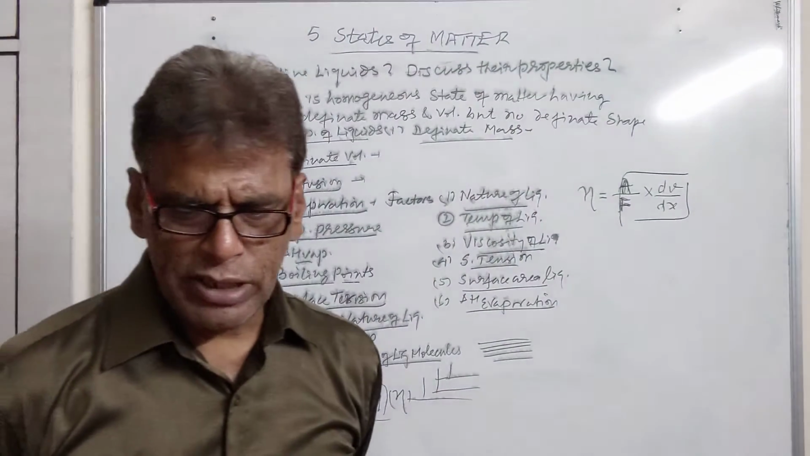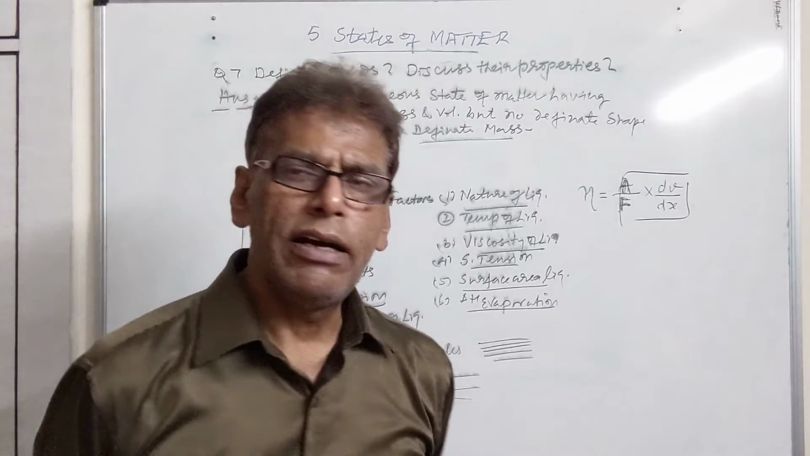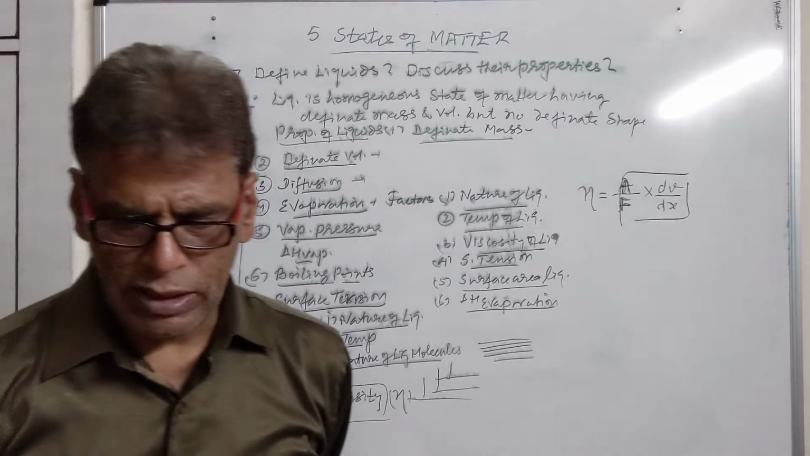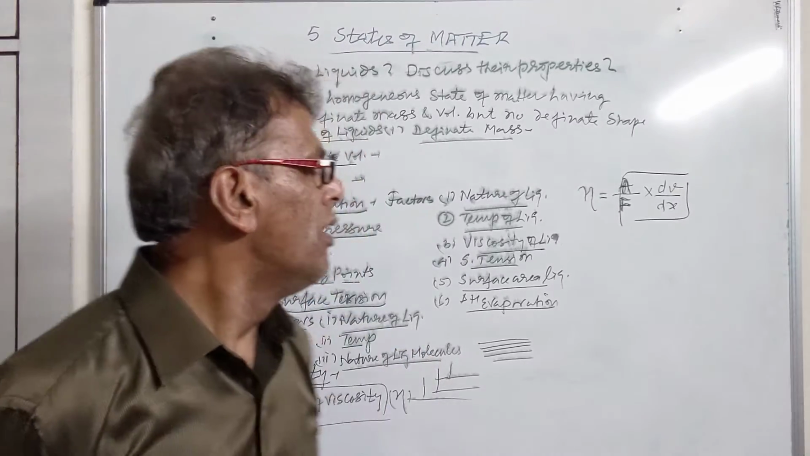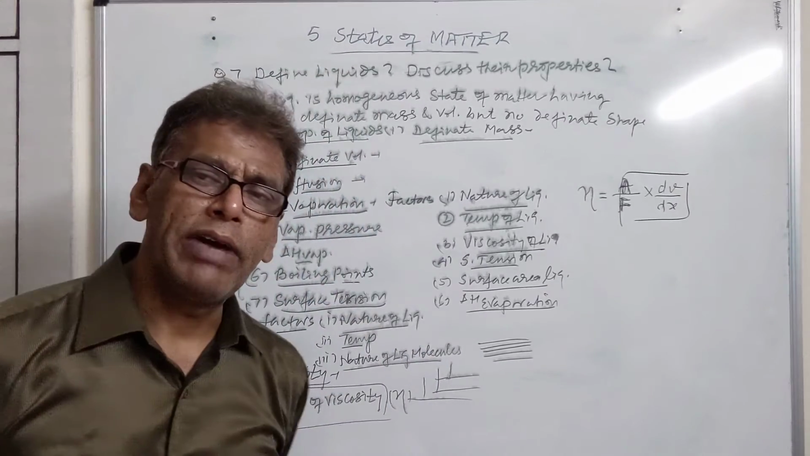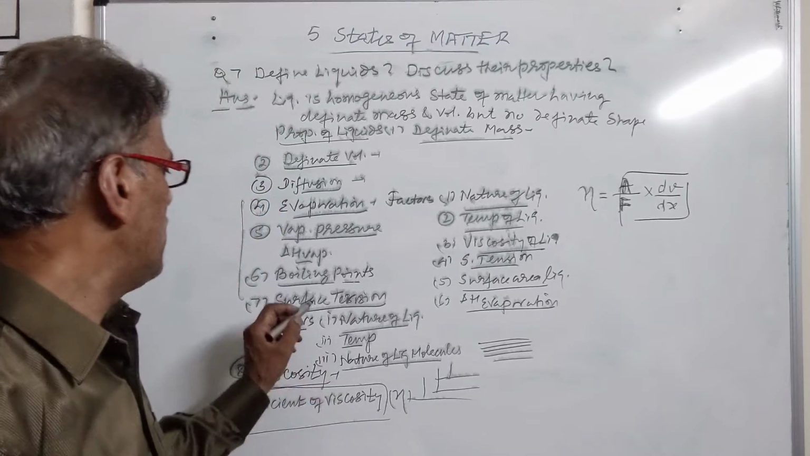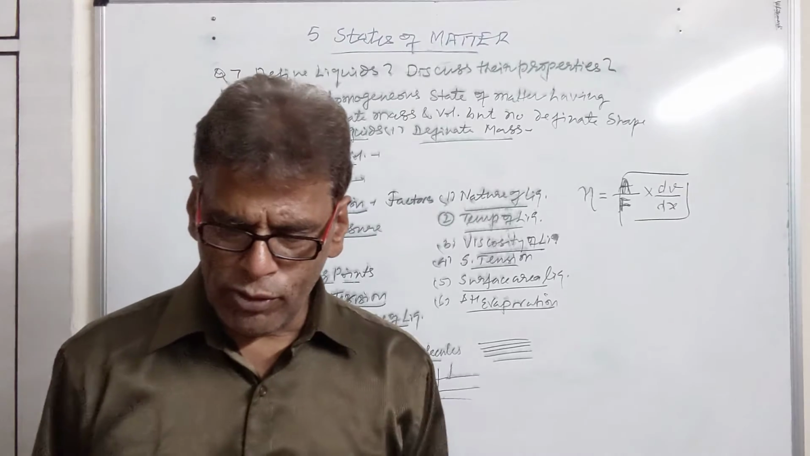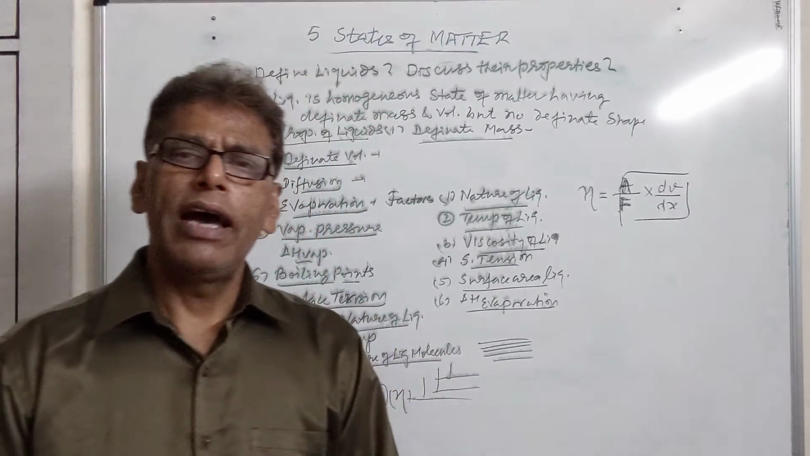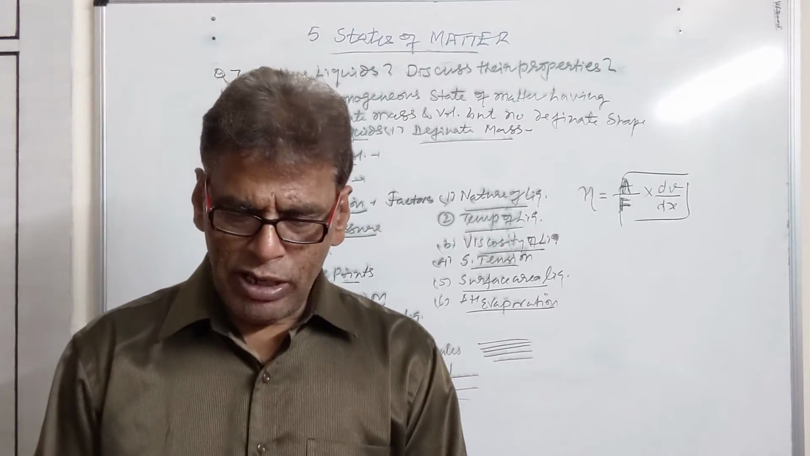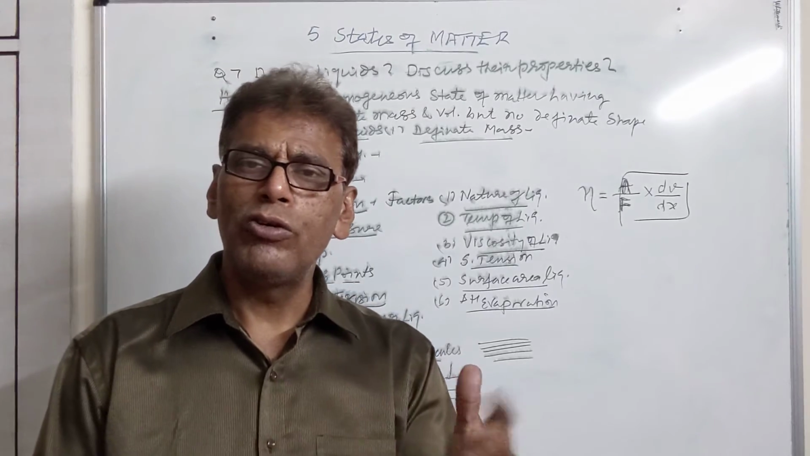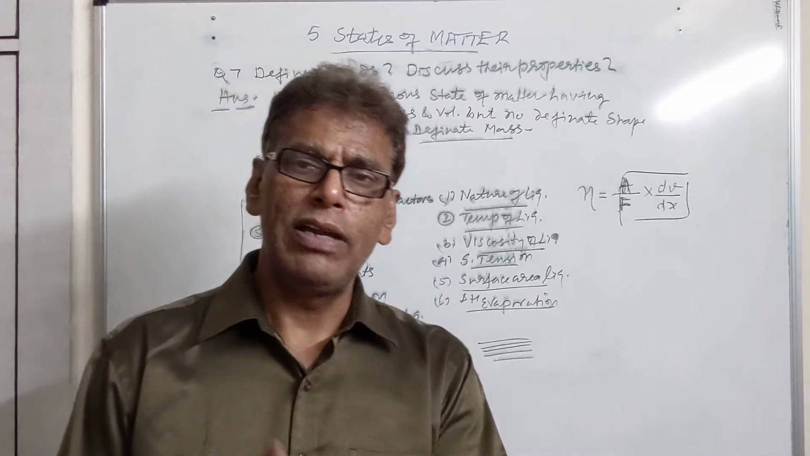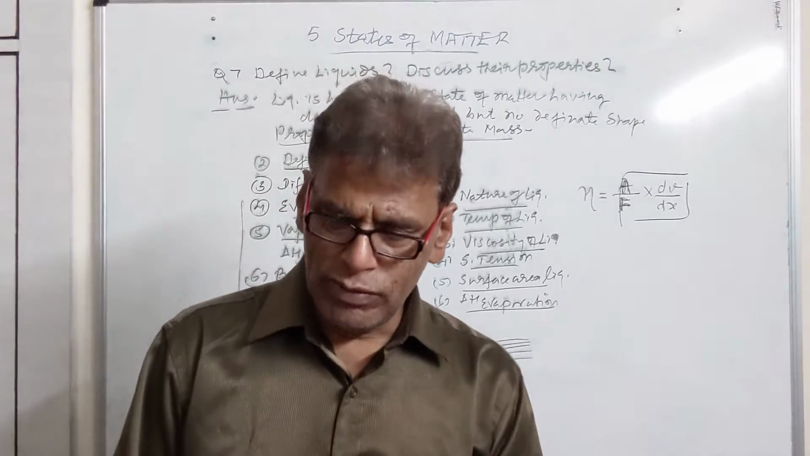So F is frictional force, A is area, eta is the coefficient of viscosity, dv upon dx is the velocity gradient. Now what are the factors affecting viscosity? They are: the nature of the liquid. If liquid molecules have stronger intermolecular forces, the liquid is likely to be more viscous. If they are branch chain molecules, then the liquid is more viscous. Less viscous if they have linear molecules.